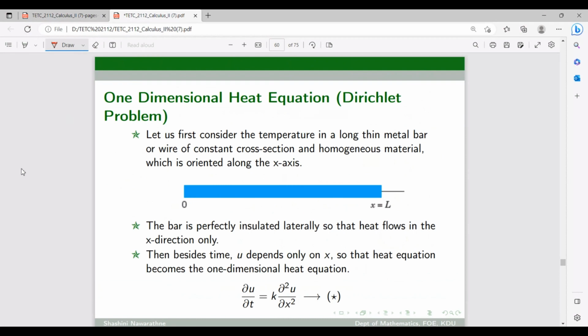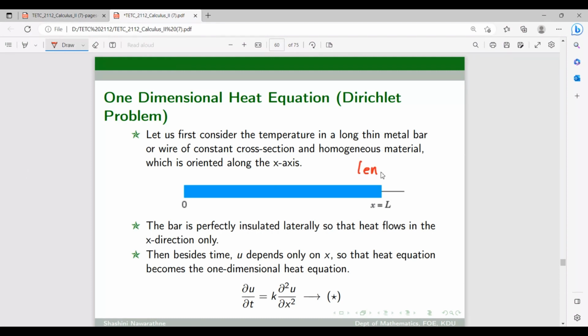So here we are going to consider a metal bar or metal wire, let's consider something like a long wire or metal bar. We are going to consider the transfer of heat from one point to another point of this metal. So let's consider this is the metal, and it is oriented along the x-axis. It is horizontal, starting from some specific point and going along the x-axis. So assume that the length of this metal bar is equal to capital L.